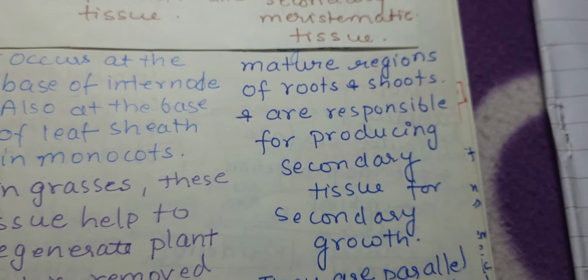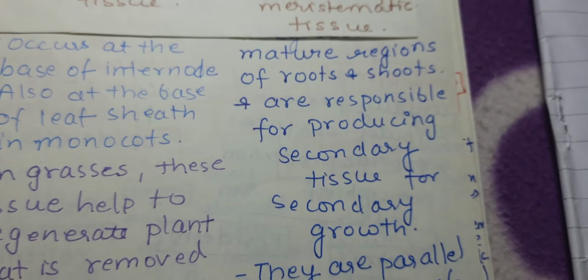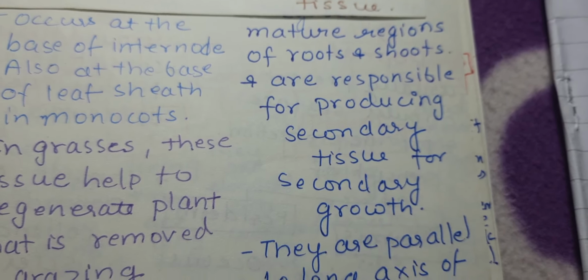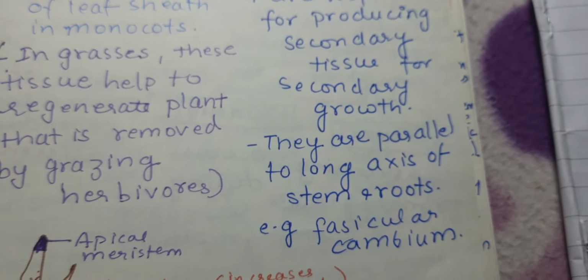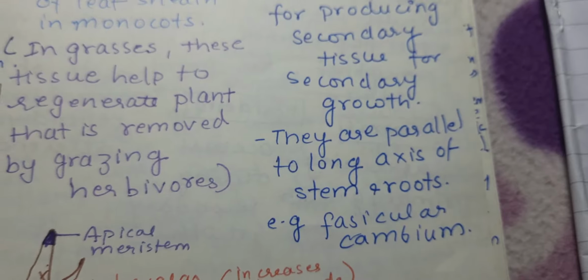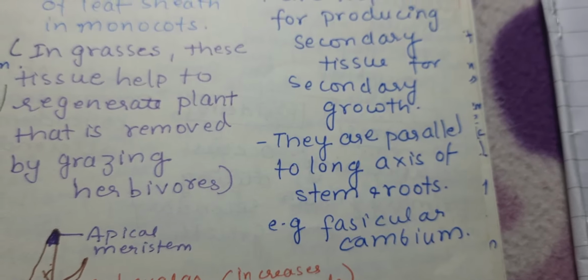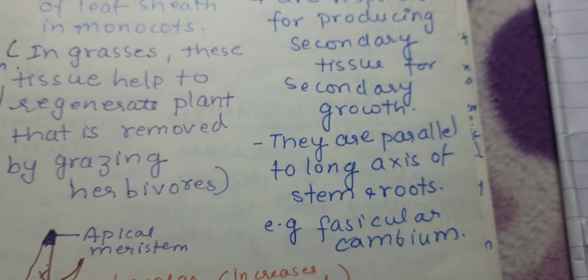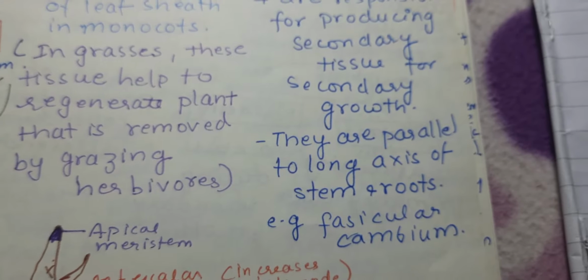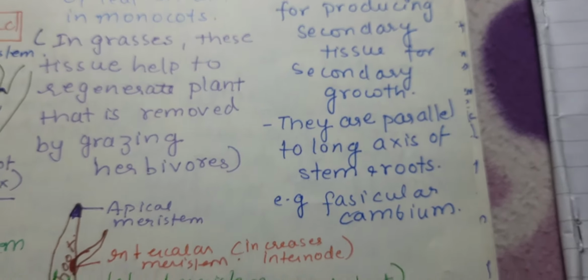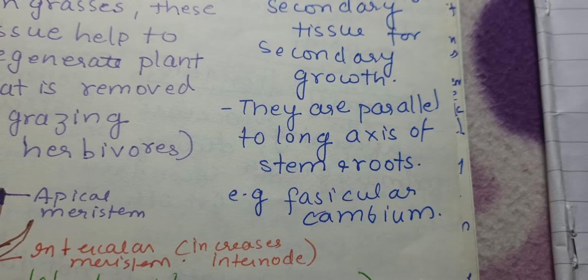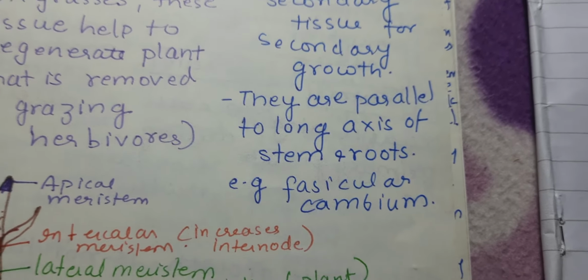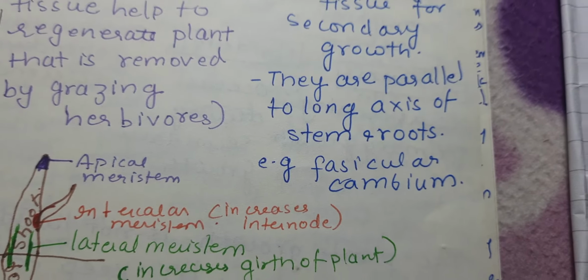They are present in the mature region of root and shoot and are responsible for producing secondary tissue for secondary growth. So in plant you have primary growth and secondary growth, which takes place in the later on stage, which is responsible for increasing girth of the plant, is called secondary growth. Now lateral meristem, they are parallel to the long axis of stem and root.